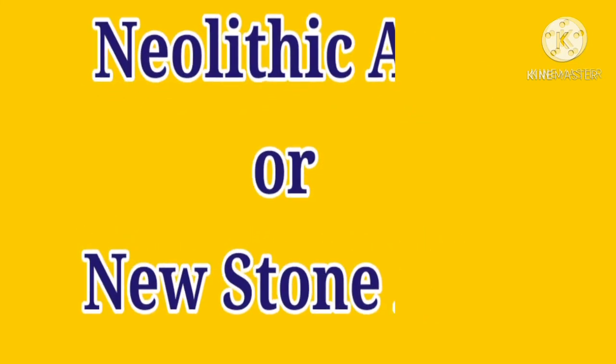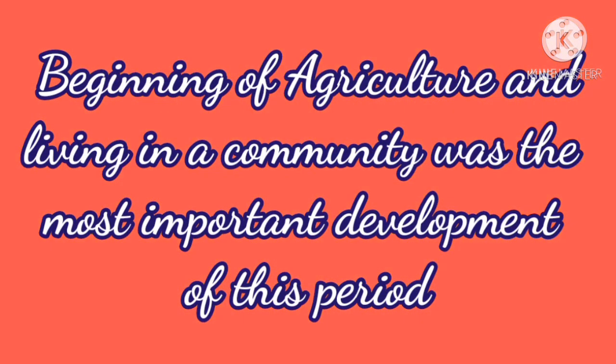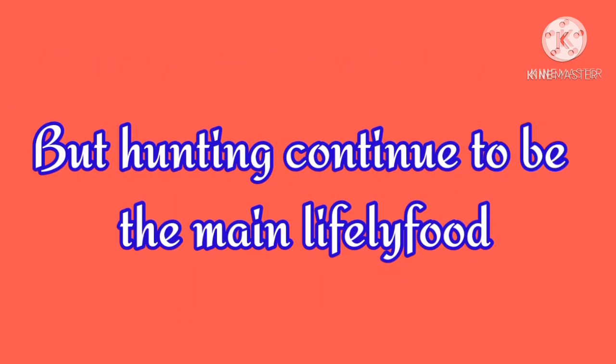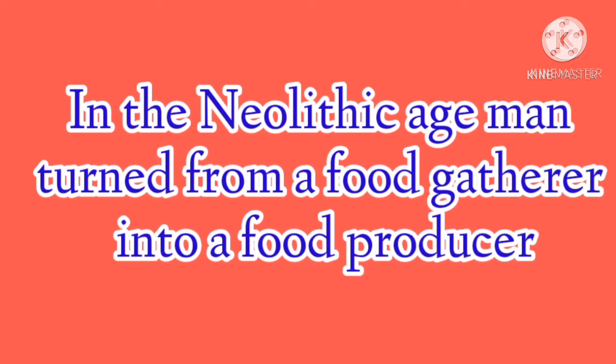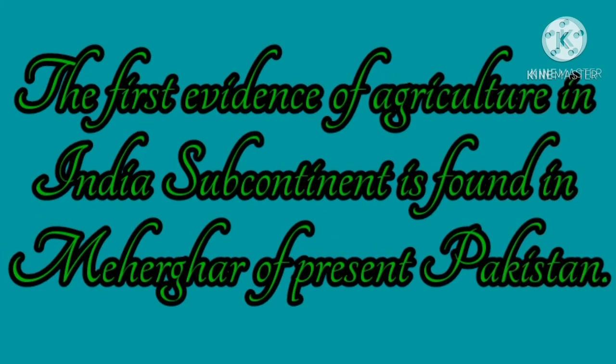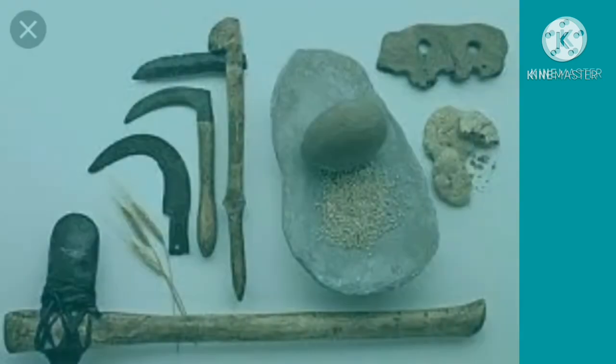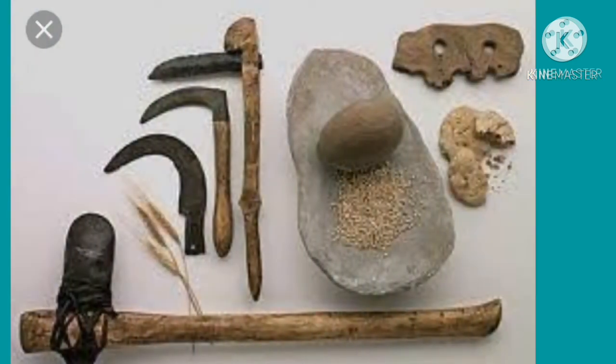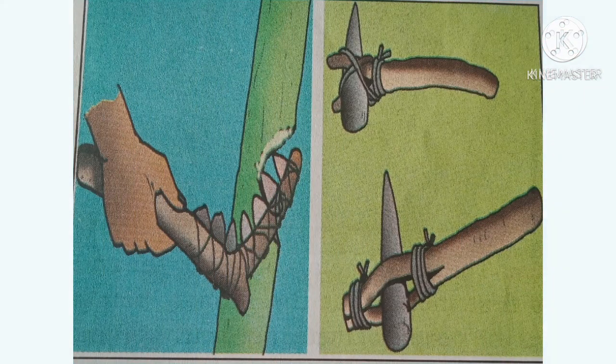Neolithic Age or New Stone Age. Beginning of agriculture and living in a community was the most important development of this period, but hunting continued to be the main livelihood. In the Neolithic Age, man turned from a food gatherer into a food producer. He cultivated fields, grew crops and lived a settled life. The first evidence of agriculture in the Indian subcontinent is found in Mehrgarh of present Pakistan. Neolithic man used harder stones to make tools and polished the blades to make them sharper according to his needs.